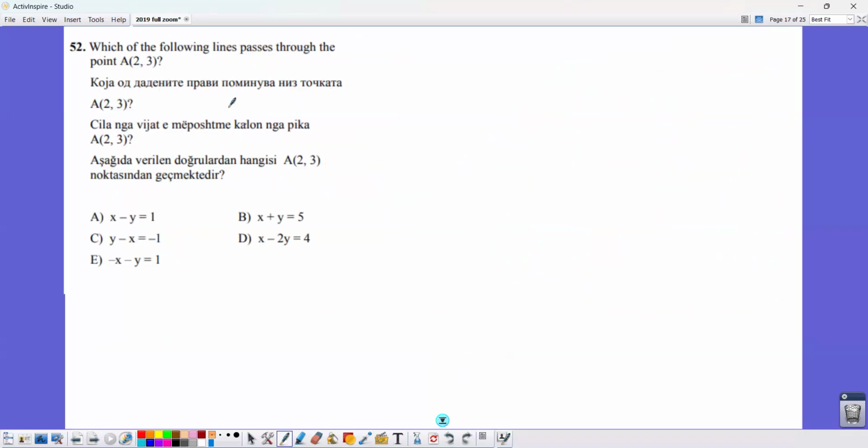When we are coming to the next one, which of the following lines passes through the point? The point is given. So what we'll do, we will try the answers. In A, it's given x minus y is equal to 1. What is x in our point? 2. Y is 3. 2 minus 3 is minus 1. So this one, A, is not possible.